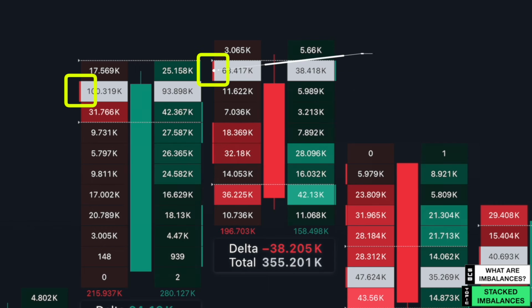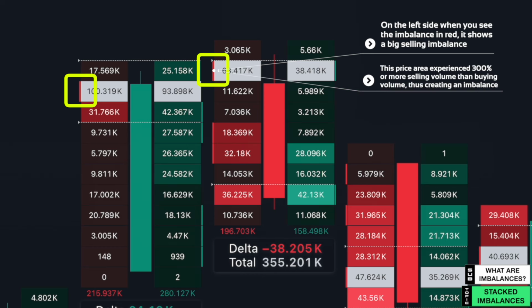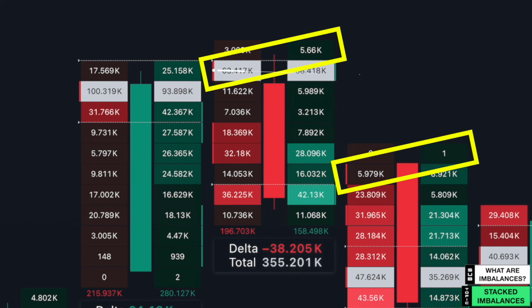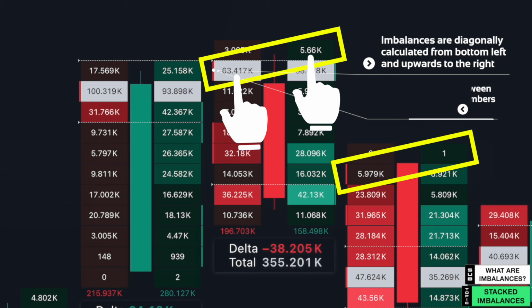On the left side, when you see the imbalance in red, it shows a big selling imbalance, meaning that price area experienced 300% or more selling volume than buying volume, thus creating an imbalance because there was significantly more selling interest than buying interest in that area. Again, imbalances are diagonally calculated from bottom left and upwards to the right. So when you see a sell side imbalance, you're looking at this number here against the highlighted number here, and the volume gap between the two numbers is 300% or more.